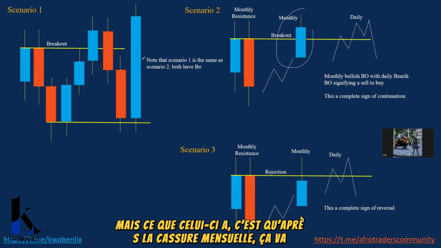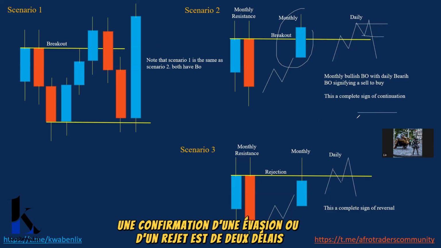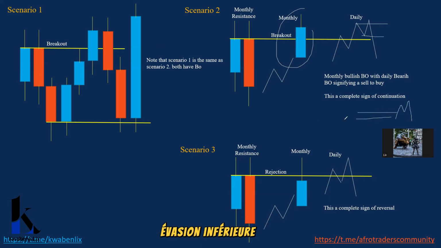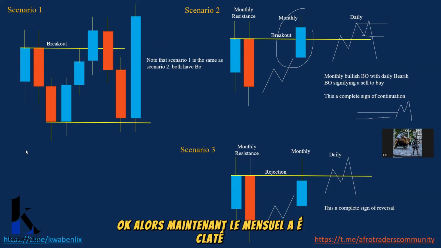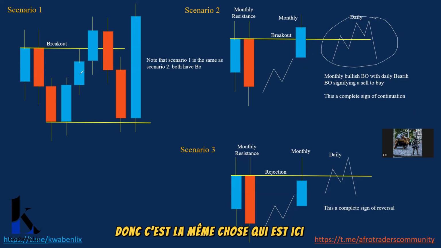But what this one has is that after the monthly breakout, price created a daily breakout. You know that we said a confirmation of a breakout or a rejection is a 2 time frame lower breakout. Now monthly has broken out, so why is daily giving us a reversal pattern? That's the same thing that is here.